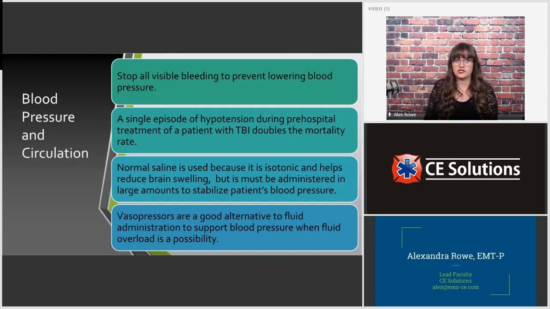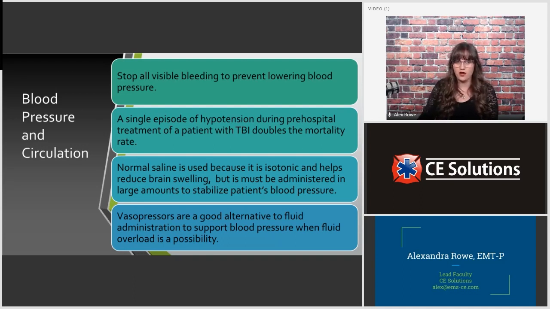Blood pressure and circulation. Try to stop all visible bleeding. I know we're talking about traumatic brain injuries and spinal cord injuries, but if you have a laceration on the limb and it's like an arterial bleed, stop that. That way, if this patient does have a TBI as well, they still have enough hemoglobin to circulate the oxygen molecules. Because a patient who has lost a significant amount of blood, even if their pulse ox says 97%, it's only 97% of what's left over, right? So we want to try to push that up to 100% oxygen just because of how much blood they may have potentially lost.